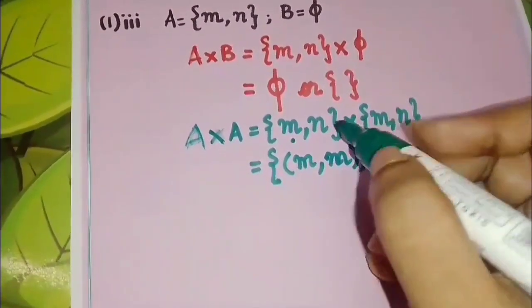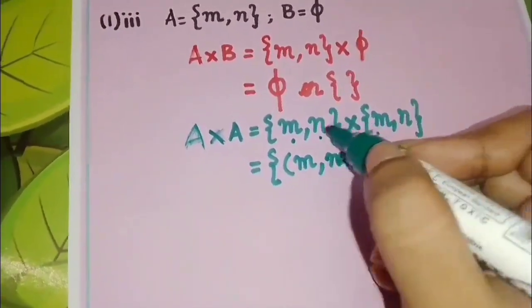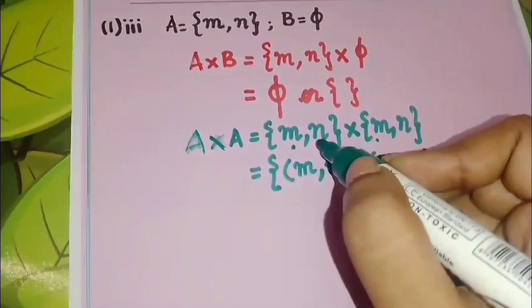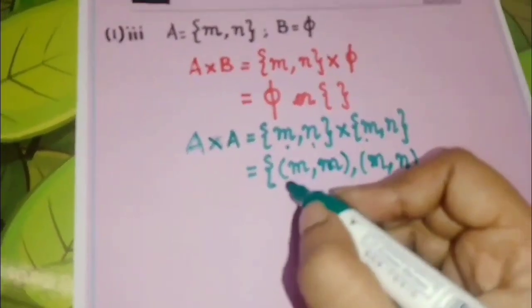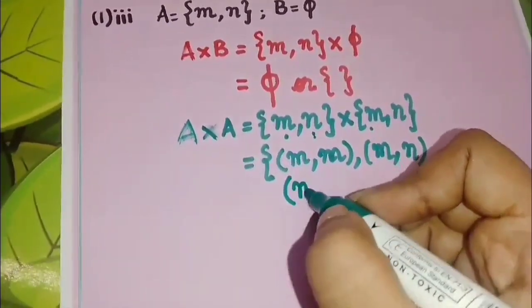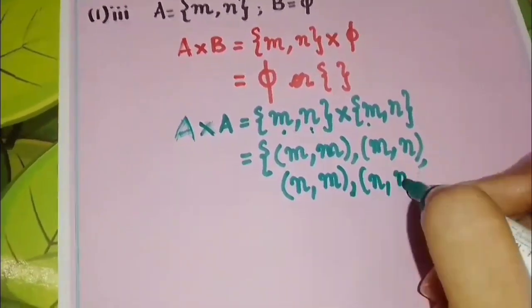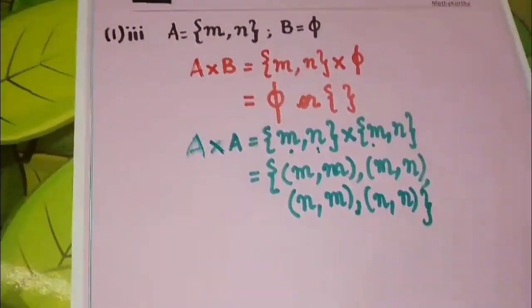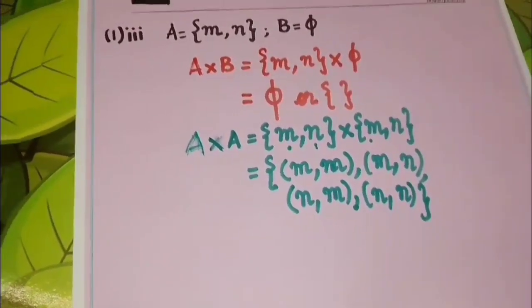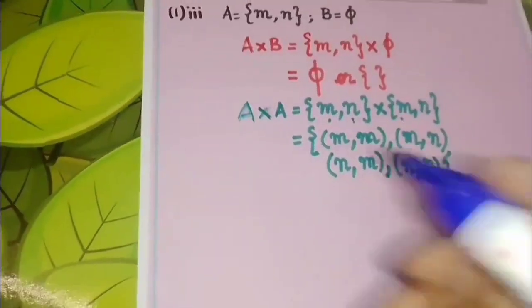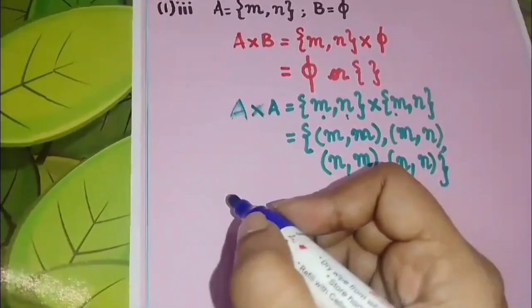And next we'll pair with the element N. So N will be pairing with M and N will be pairing with N. So our next two ordered pairs will be N comma M and N comma N. So this is our answer for A cross A. Got it? Now the last subdivision.